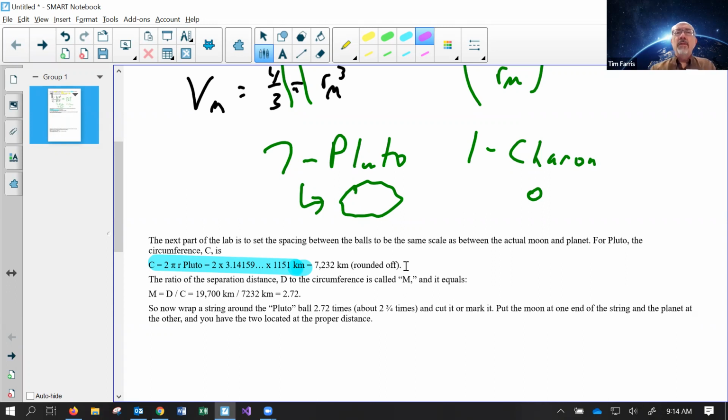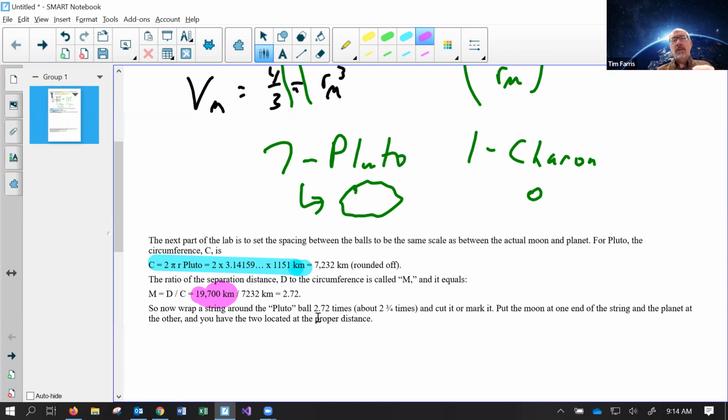So then from there, we've got the distance right here between Pluto and Charon. And so I'm going to take the ratio and divide the distance from Pluto to Charon by that circumference that I just found, right? So you'll do that with the distance from the Earth to the Moon divided by the circumference of the Earth. Now here, when I take the distance of 19,700 kilometers and divide that by the circumference of 7,232 kilometers, I get about 2.72. That's roughly about 2 3/4, right?